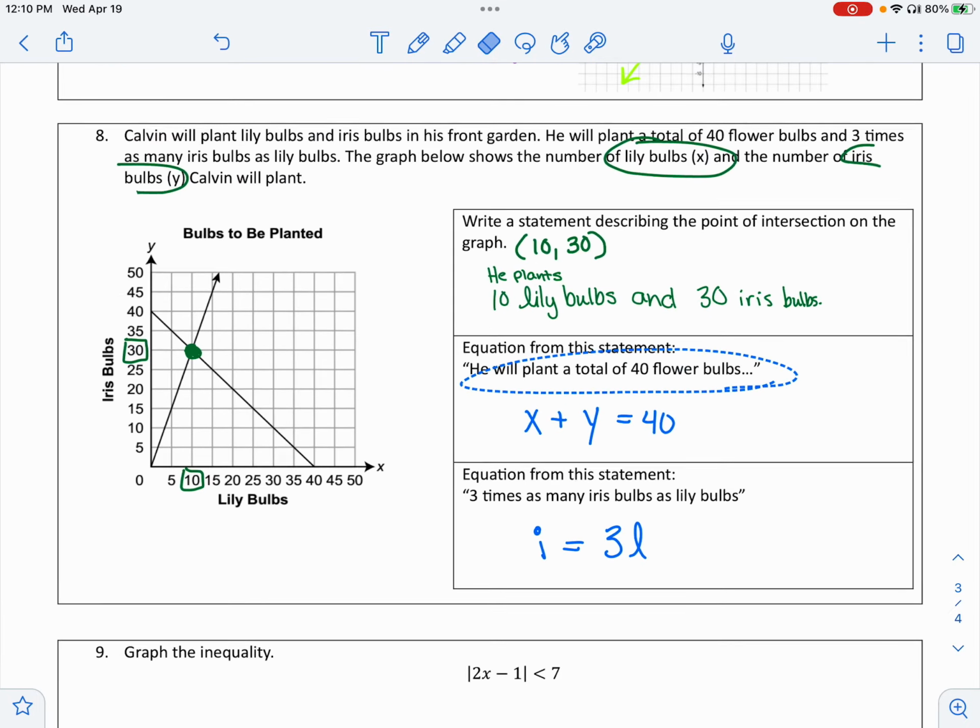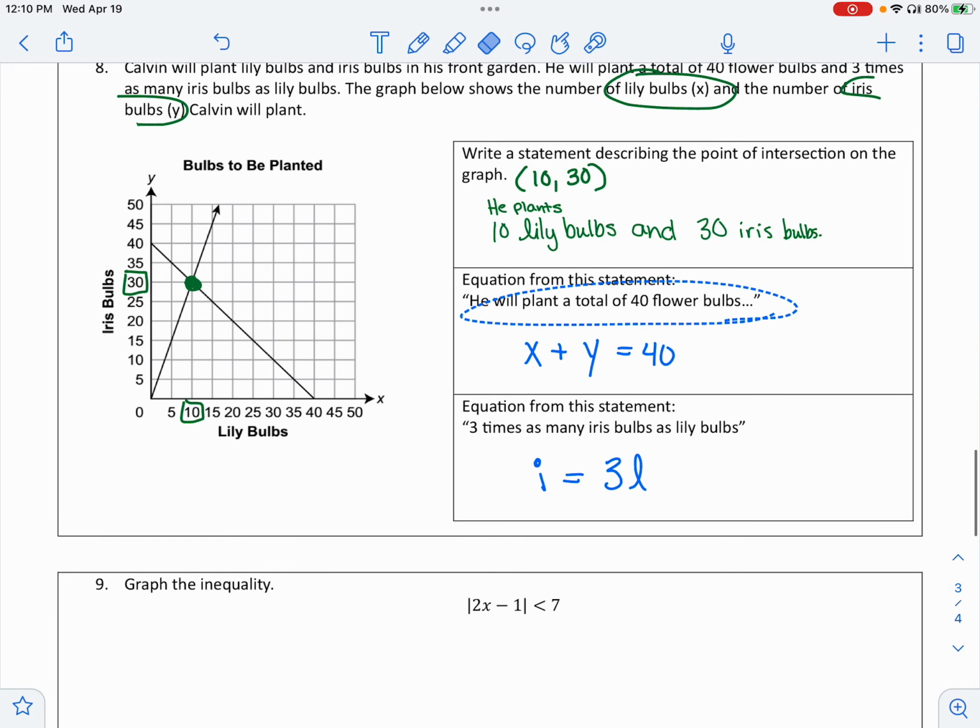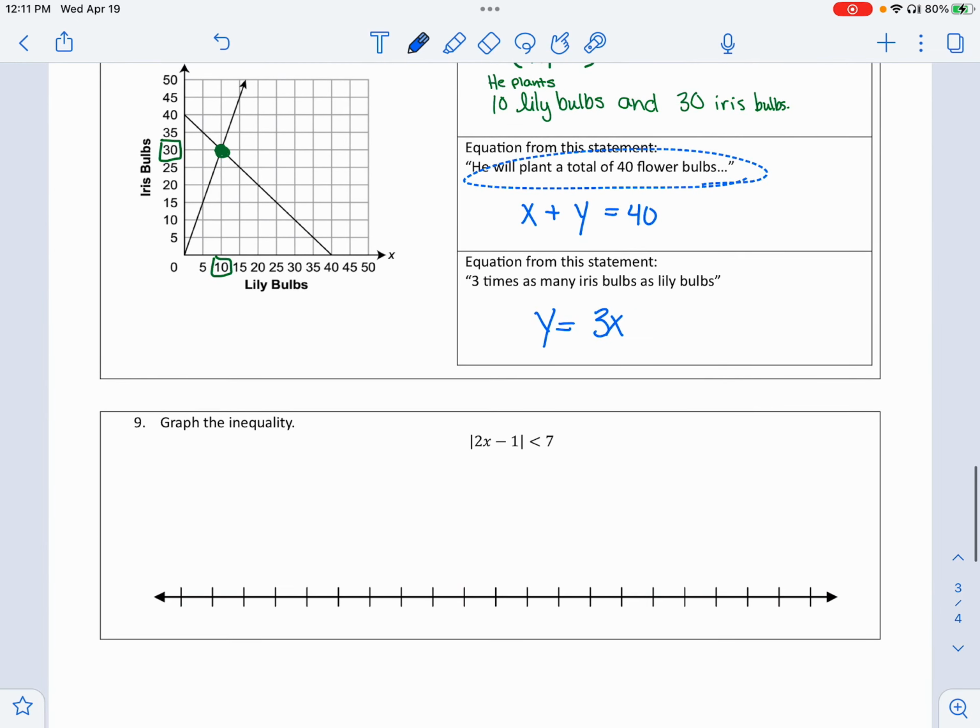So let's just change that. Lily was not L, was it? Remember Lily, they wanted us to use an X. Sorry, that can be very confusing. And then Iris, that's a Y. The good news is maybe they'll just ask you about the graph and not making the equations because this one is really hard for kids to think about. But just remember, the iris bulbs have to be 3 times the lily bulbs. That's what that statement says, if you word it a different way.